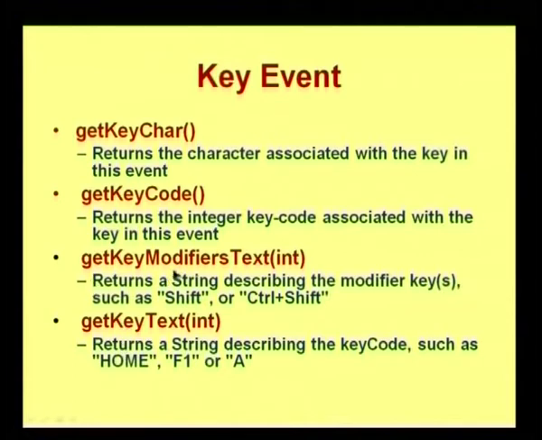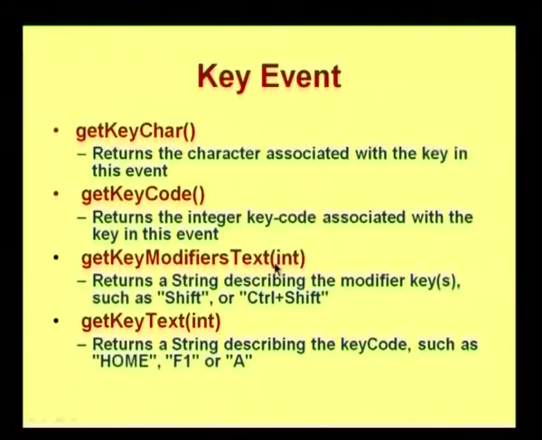Next is get key modifiers text, and then I specify the integer. This returns a string that describes the modifier keys, whether I am using shift, control, or alt. All these could be modifiers, with their corresponding integer values. I want to know the text for this particular key press. When multiple keys are pressed and the action needs to change based on the key, for example, when control and a particular key are pressed, versus shift and the same key, I need to handle it in two different ways.